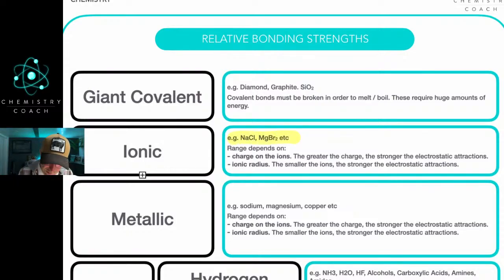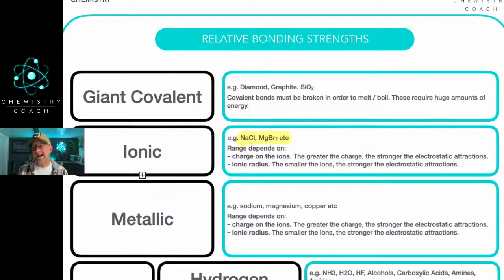Then you get your ionic substances. Now, these are kind of much of a muchness, okay? They're just all really, really high because obviously we need to break covalent bonds. When it comes to ionic substances, there are almost limitless combinations of ionic substances we can make. Metal and non-metal, big differences in electronegativity. So sodium chloride, magnesium bromide, potassium iodide, the list goes on, okay? So within this ionic box here, we have got a huge range of melting points and boiling points.